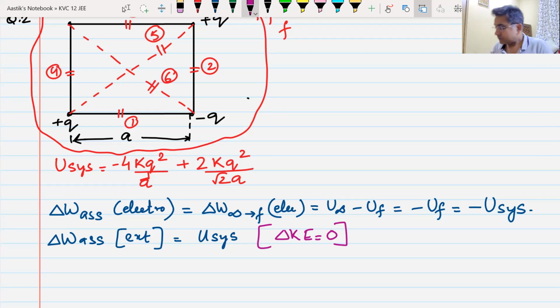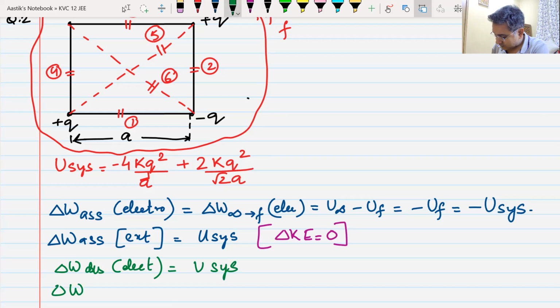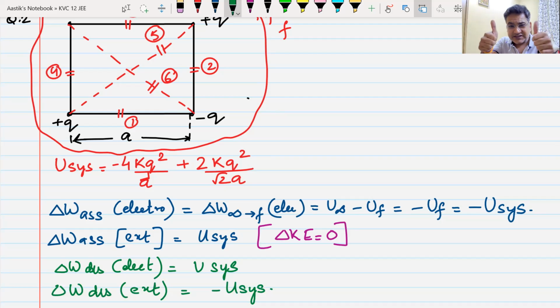Yes, sir. Then you can write the reverse of this. Work done in dismantling this system by the electrostatic forces will be negative of the first work, so it will be U of the system. Work done in dismantling this system by the external forces will be minus U of the system. Everyone understands this? Yes or no?